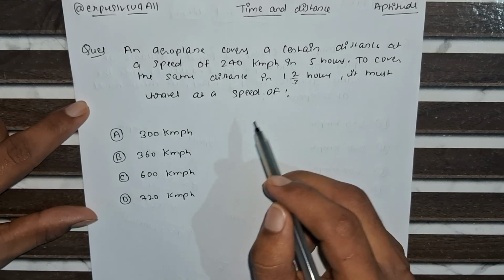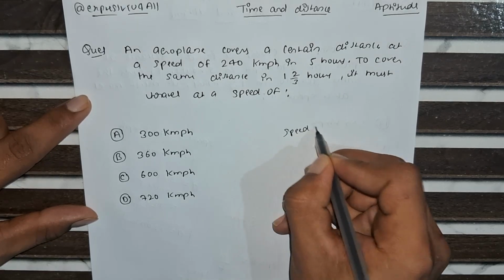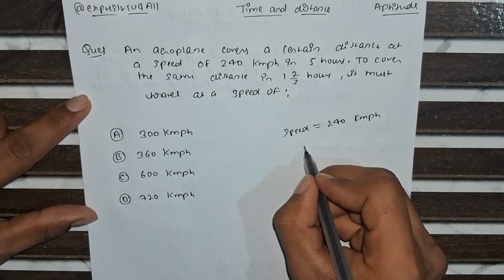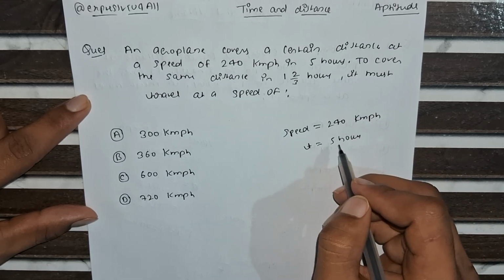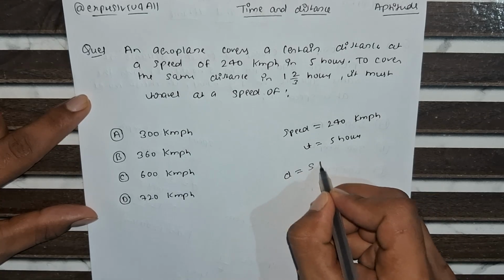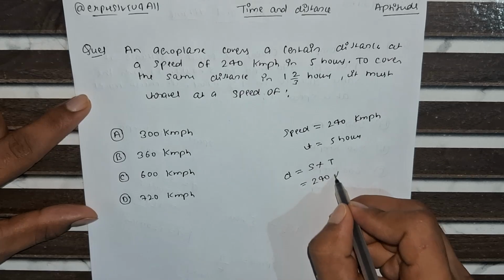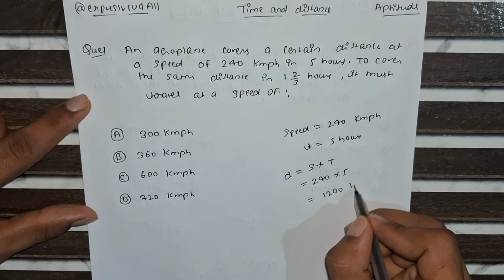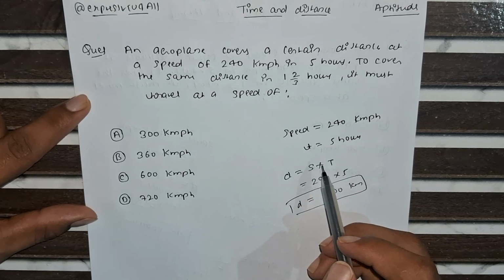So first we write what is the data which is given in this question. So speed, which is 240 kilometer per hour, and time, which is equals to 5 hours. So with the help of this data we can easily calculate the distance. So distance equal to speed into time. What is the speed? Which is 240 and time is 5. So when you calculate it become 1200 kilometer. This is the distance. Now move to our second part.